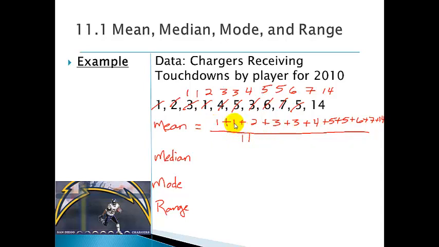So 1 plus 1 is 2. 2 plus 2 is 4. 4 plus 3 is 7. 7 plus 3 is 10. And then I've noticed that this is a 10 over here. So 10 plus 10 is 20. And then the 4 and the 6 can go together. So that makes it 30, 37, and 14.